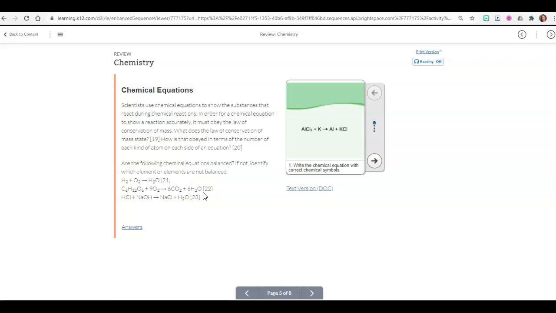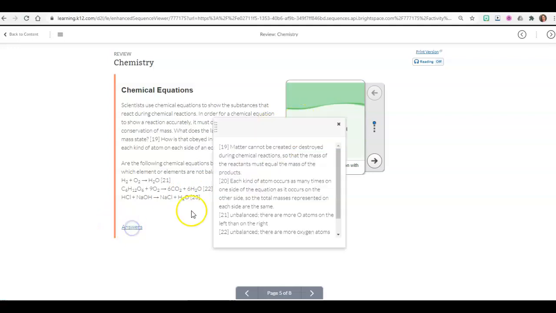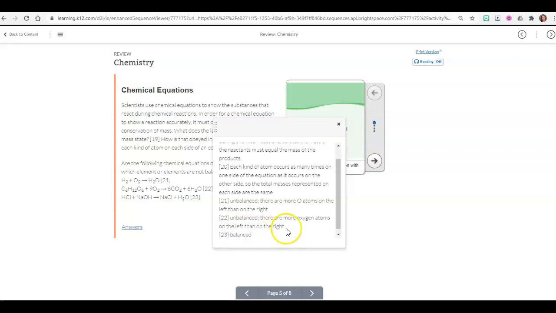All right, so if you add up 12 plus 6, so if we're adding up all the oxygens on the right side, 12, is that right? And 6, so we know that is 18 oxygens on this side, and we had 24 on the other side, so it is not balanced. If we take a look at the answers there, we can compare. It's not balanced. There are more oxygen atoms on the left than the right.